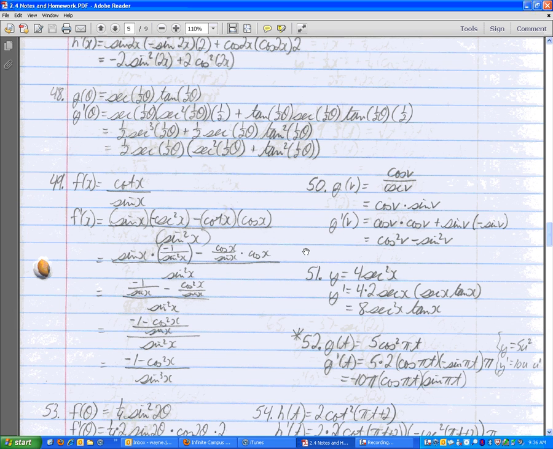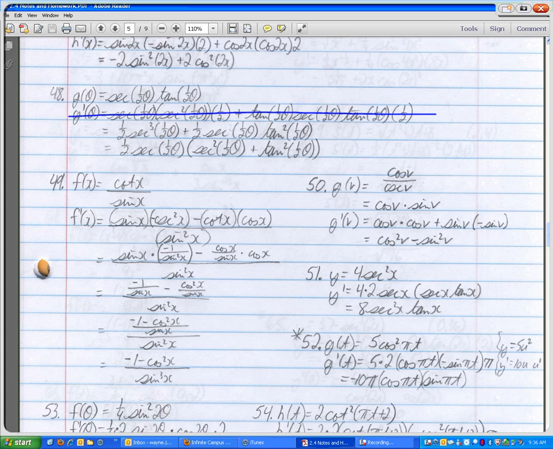All right. So when we see this, what's the rule that you see when you know you have to take the derivative of that? Product rule. The secant of 1/2 theta is your first function. The tangent of 1/2 theta is your second function. Okay?